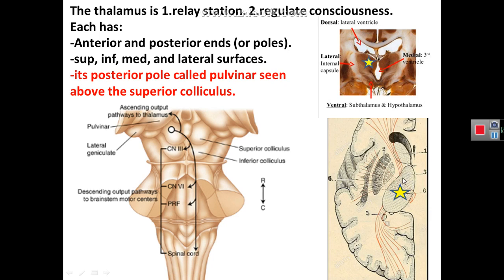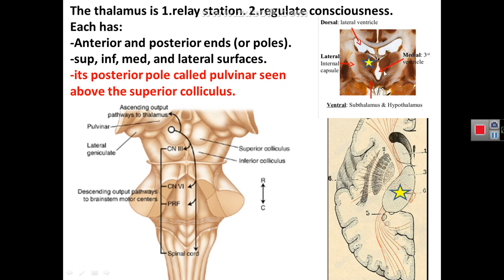The egg-like thalamus has an anterior end and a posterior end, which are also called anterior pole and posterior pole. The posterior pole of the thalamus is called the pulvinar. This is the pulvinar of the thalamus. It lies above the superior colliculus of the midbrain. We said that inferiorly the relation of the thalamus is to the midbrain, and you can see here the back of the brainstem, and you can see the superior colliculi, and superior lateral to them is the pulvinar, which is the posterior pole of the thalamus.